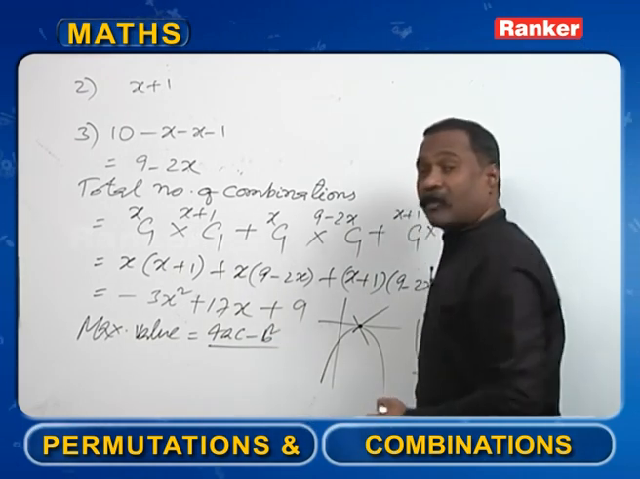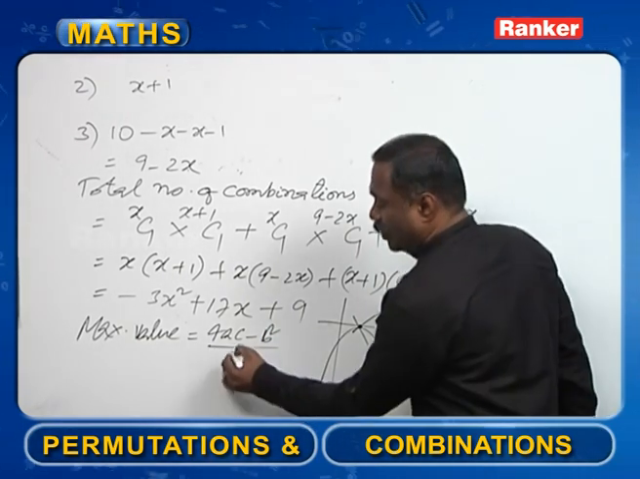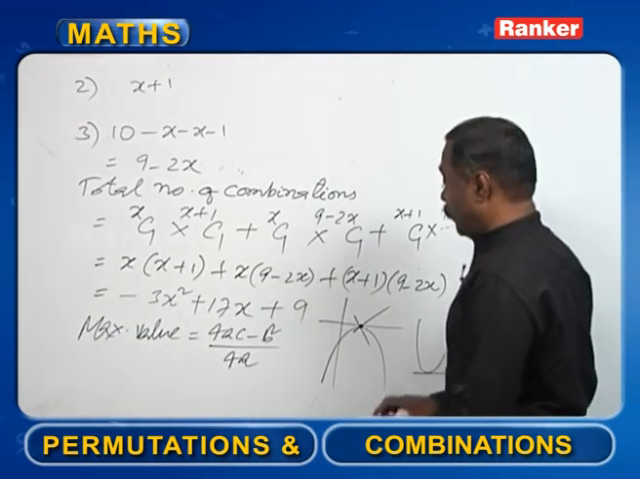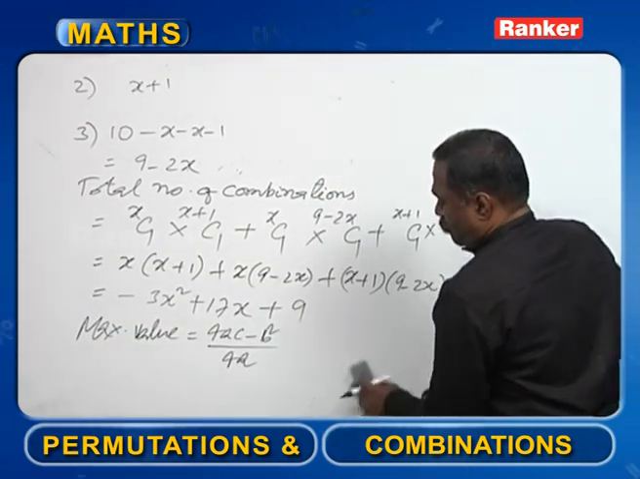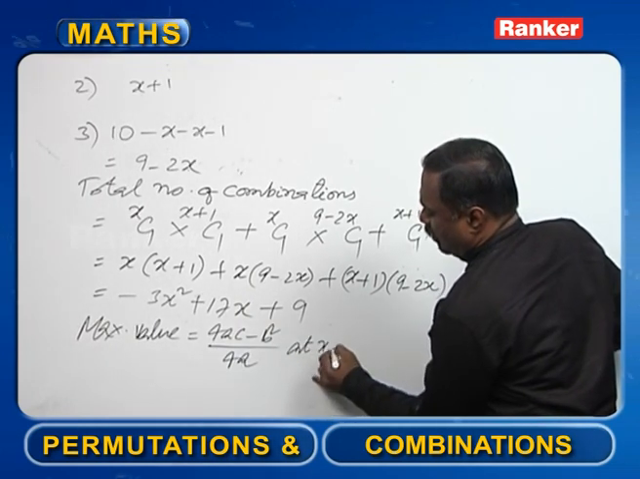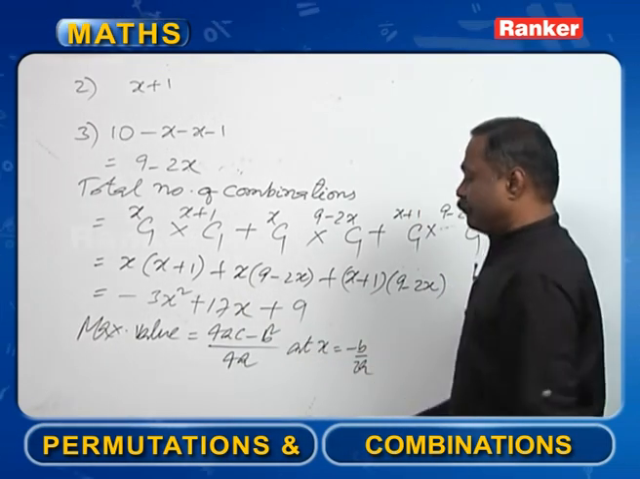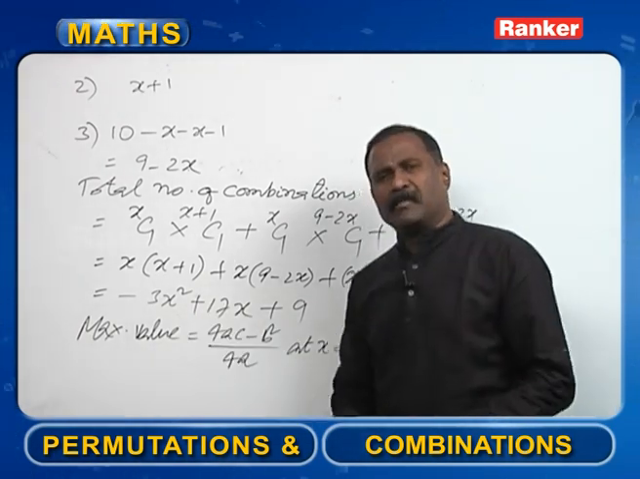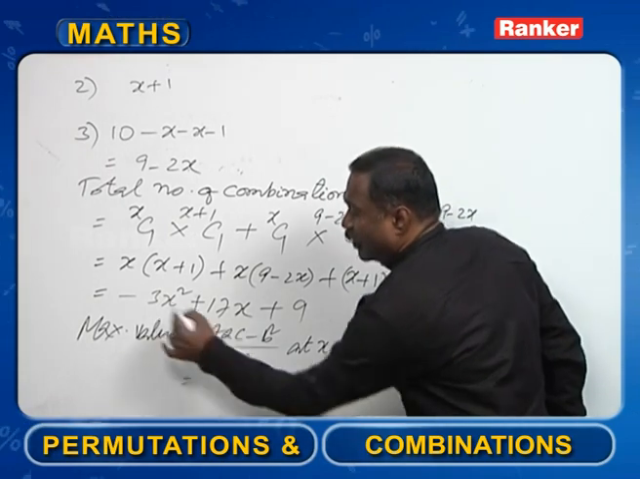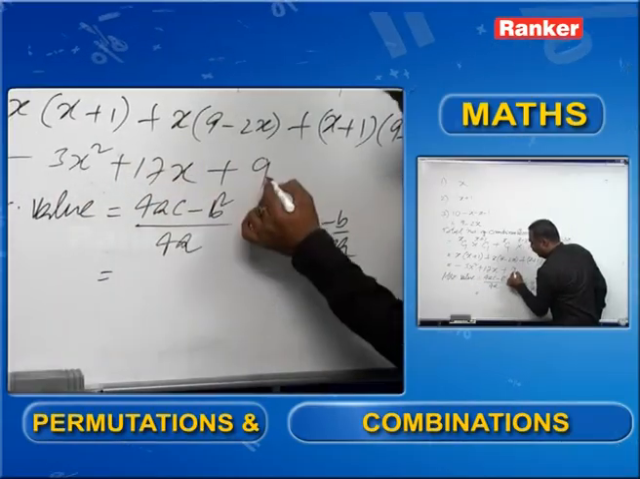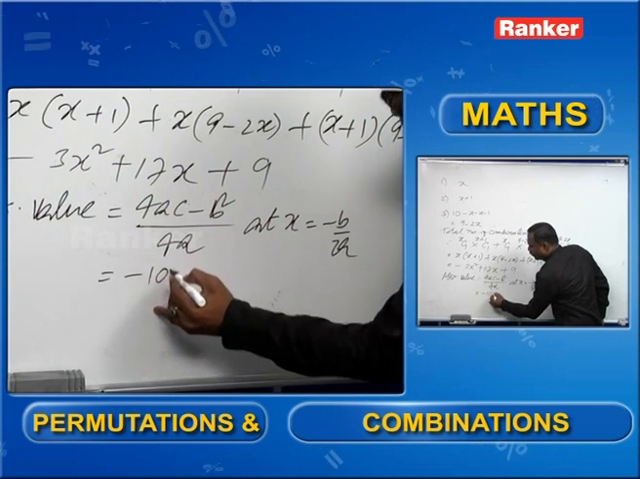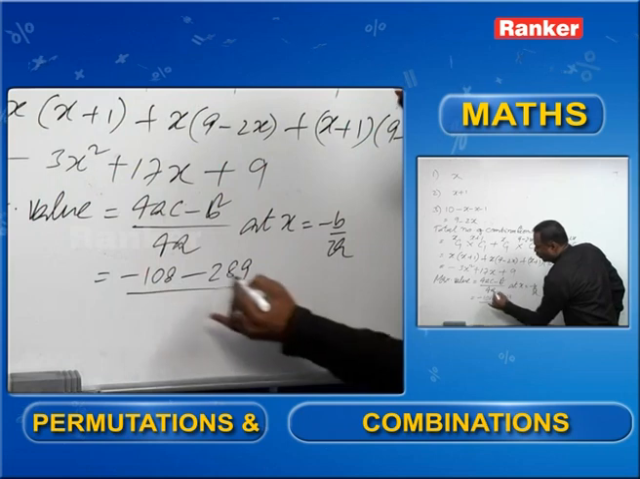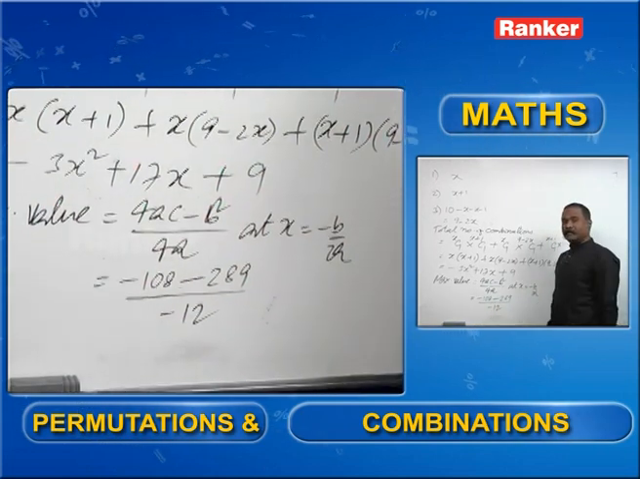We need the maximum value. You might be knowing the formula: (4ac minus b square) upon 4a, at x is equal to minus b by 2a. That is, the x value is minus b by 2a, but we need maximum quarrels here. So in this case, 4 into minus 3 is minus 12, into 9 is minus 108, minus b square, minus 17 square, minus 289, upon 4 into minus 3, which is minus 12.